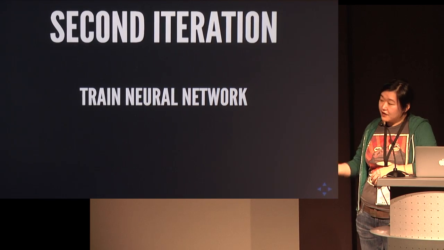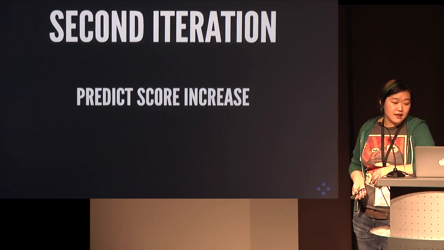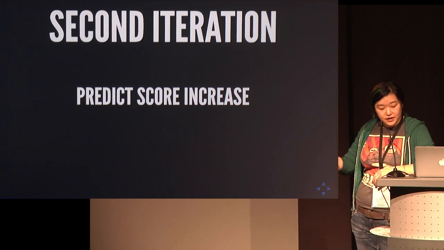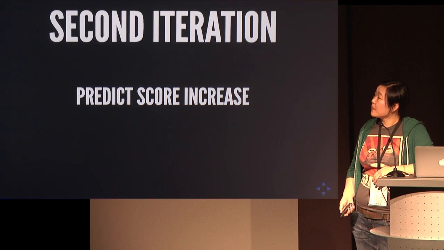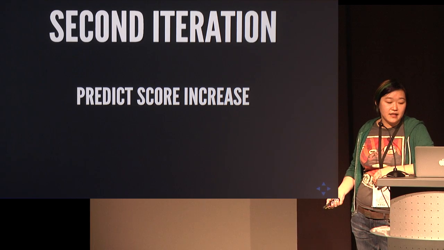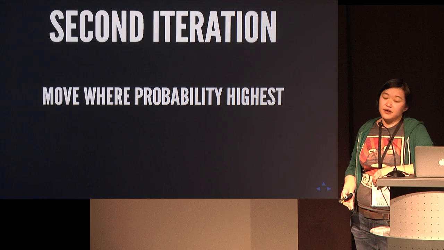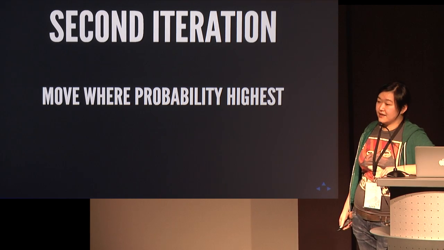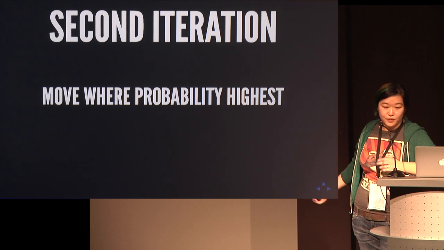And then, after I trained the neural network, I will use that network to predict whether the score increases or not for each of the possible actions. And then in the game itself, I'm going to make the move where the probability that the score will actually increase is the highest. That's pretty straightforward.